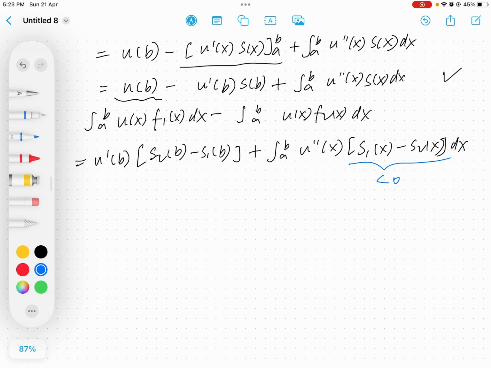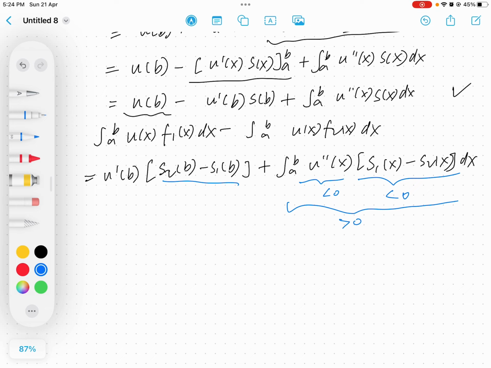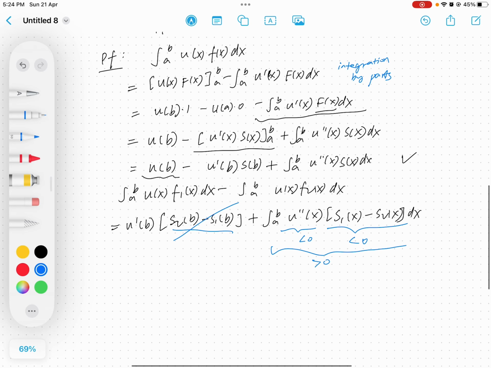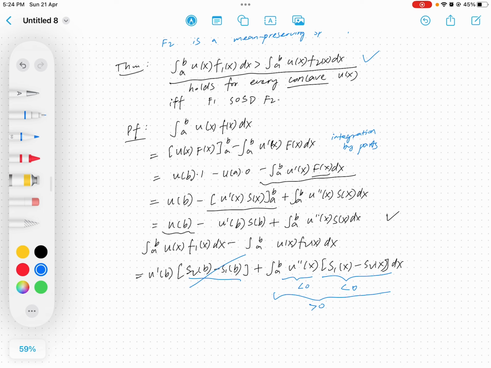Given the conditions we know, if we want f1 to second order stochastically dominate f2, then S1 minus S2 is negative. Because the utility function is concave, u'' is negative. So overall, this is positive. And we also have that those two S(b) values are equal to each other, so that term is 0. So overall, this thing is positive, and then we prove this. And the converse is also true. So this is a brief sketch of the proof for the basic property of second order stochastic dominance, given that the decision maker is risk averse, the utility function is concave, and this decision maker prefers f1 over f2.